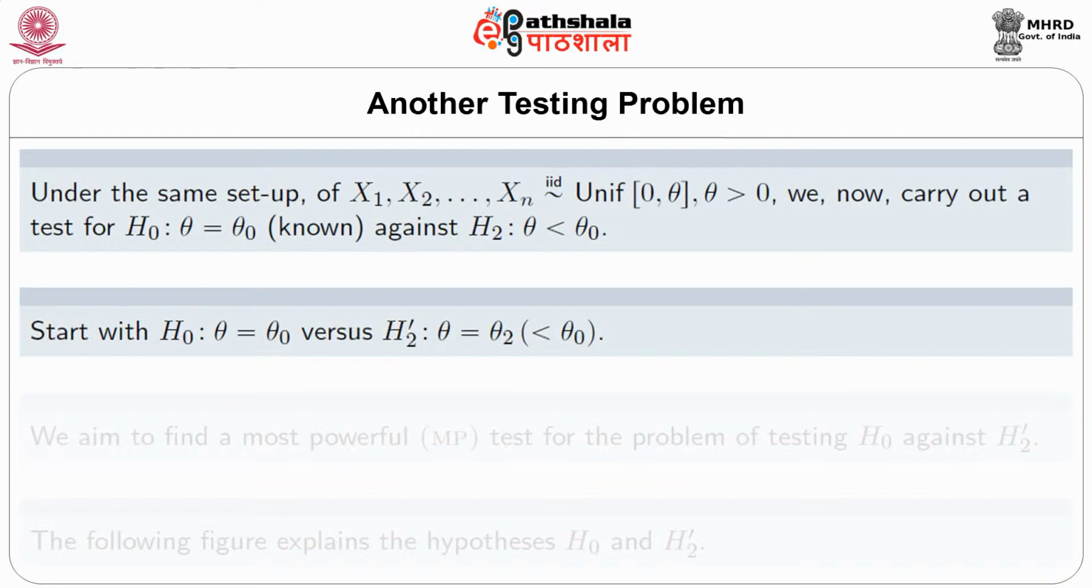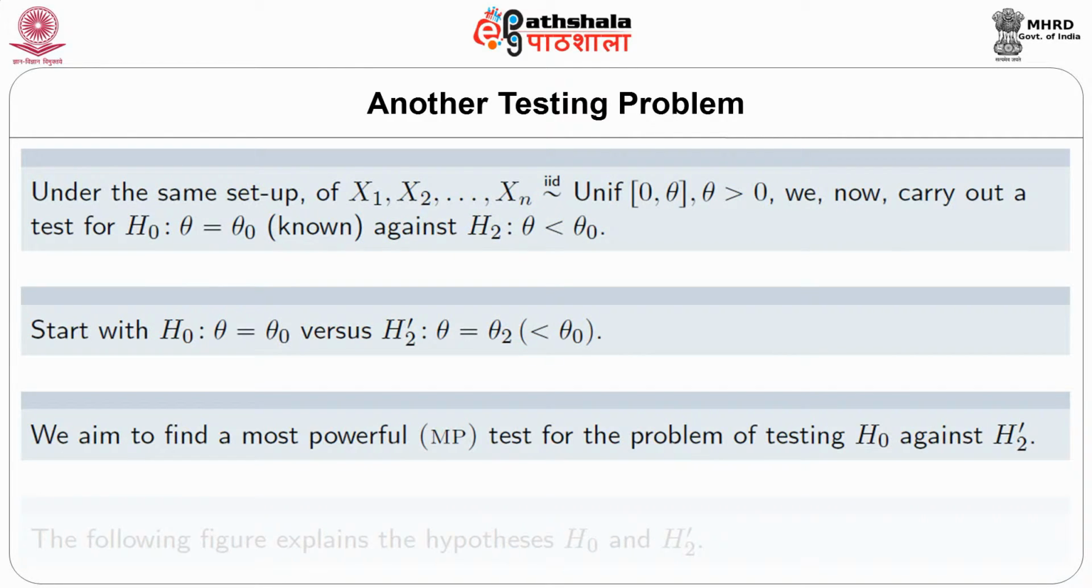Now, start with theta = theta naught against theta = theta 2, two simple hypotheses. So, simple null against simple alternative, and use the Neyman-Pearson lemma. But here theta 2 is less than theta naught. Our aim is to find a most powerful test for this problem.